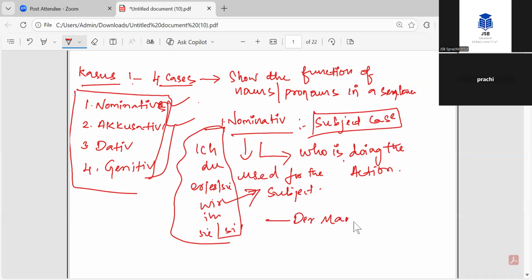der Mann schläft. Okay, the man is sleeping. Which is the subject here? Who is doing the action? Who is sleeping? Yes, the man. So we talk about who is doing the action. The man is doing the action.